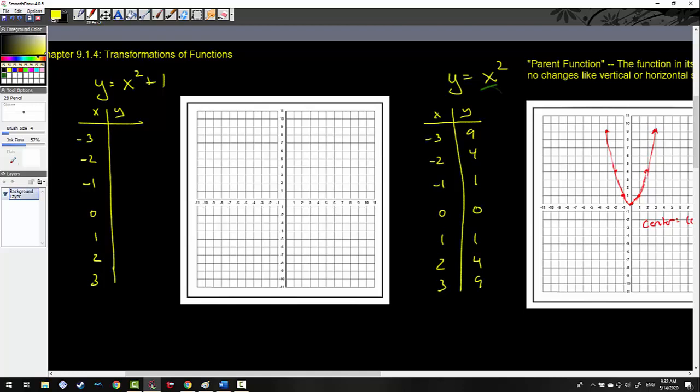So from here, 0 gets me 1, 1 plugged in gets me 2, and then 2 squared is 4 plus 1 is 5.